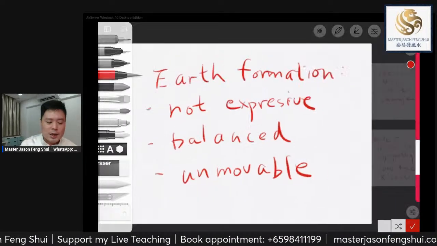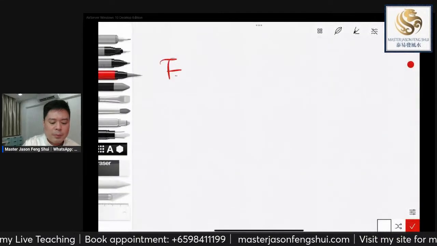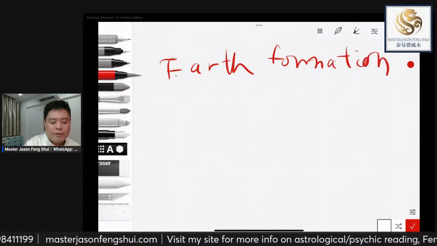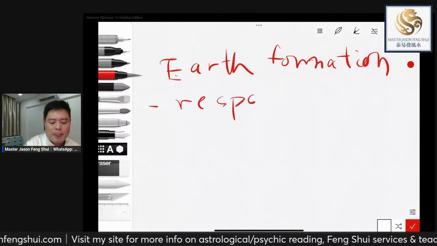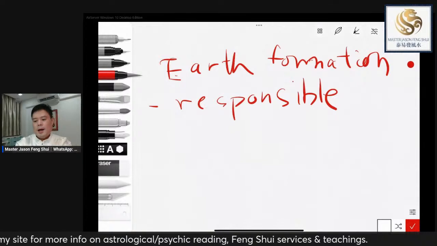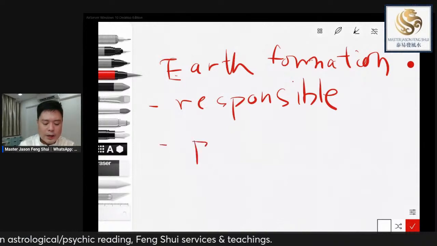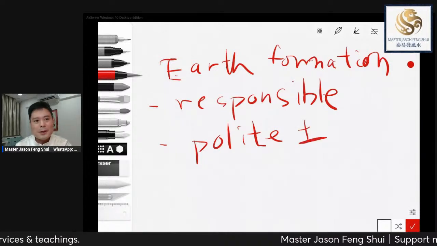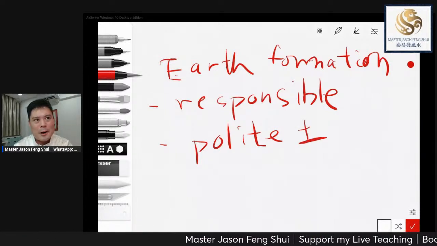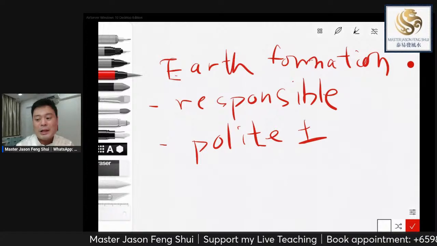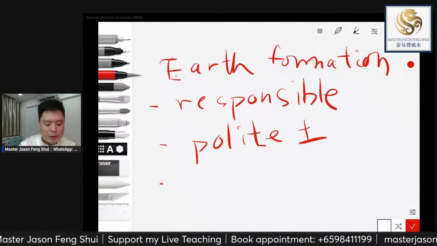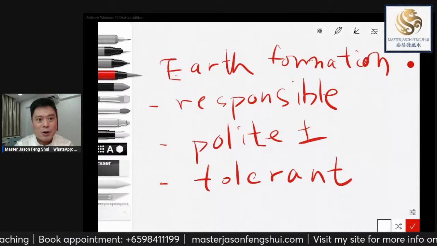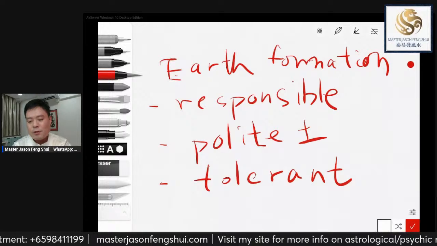And of course, some other characteristics: they are earth people, earth formation people. They are very responsible, and very polite to people usually. They like order, they like to follow tradition, and they can also be very tolerant. So such are the characteristics of people who have the earth formation.